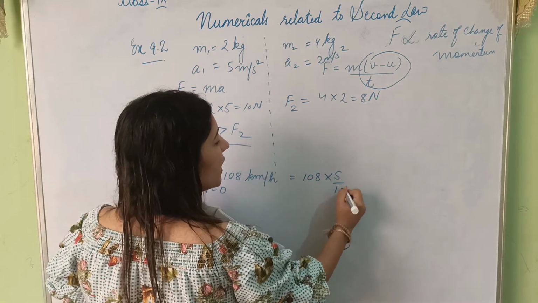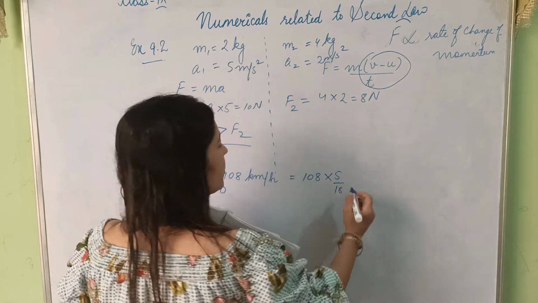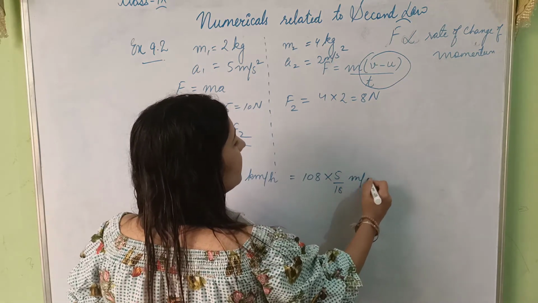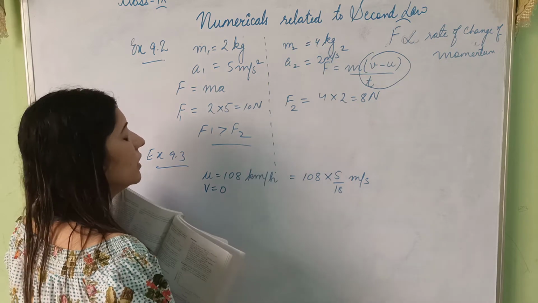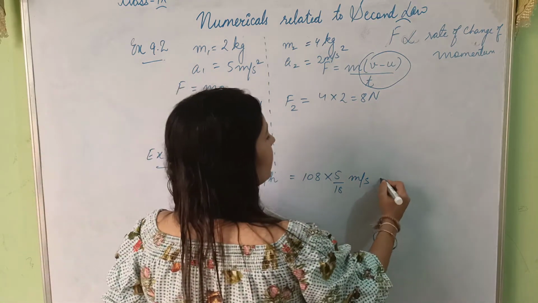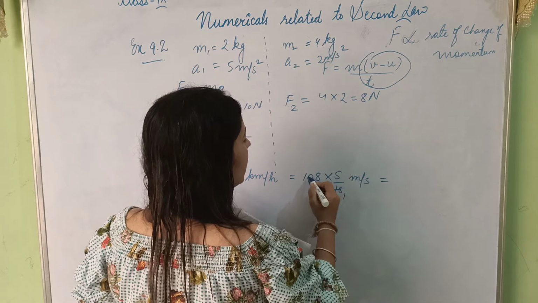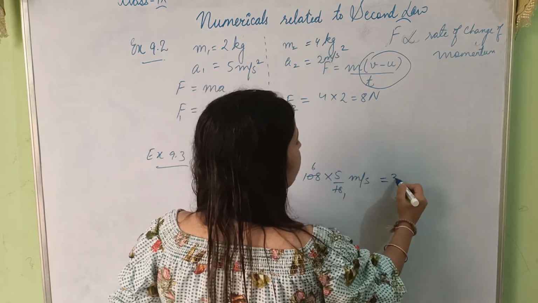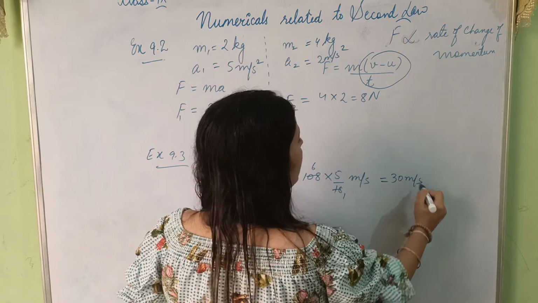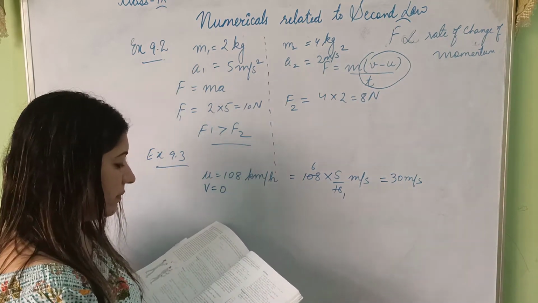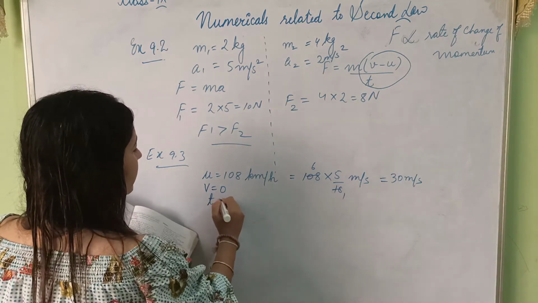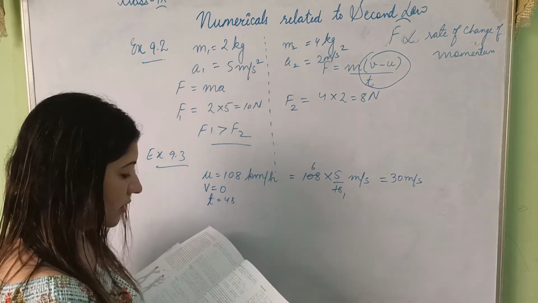This was a shortcut I have told you in my previous videos also. So multiplying by 5 by 18, we get the velocity in meters per second. This is 30 meters per second. Now your initial velocity is 30 meters per second, final is 0. Time it takes to stop is 4 seconds.